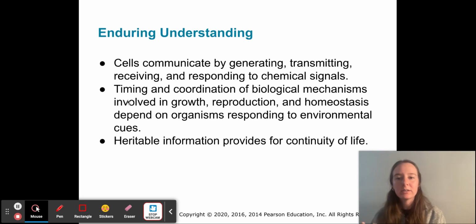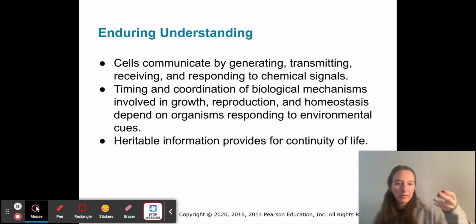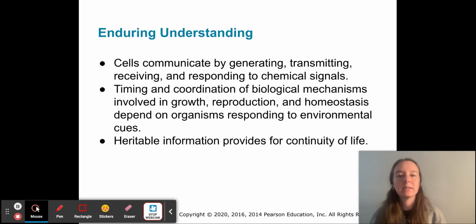The second is that there's a timing and a coordination of things that help the cell know when it's time to grow, and that is dependent on environmental cues. These are things outside the cell, like growth factors that are ligands that bind and tell the cell, hey, it's time to start dividing or stop dividing.